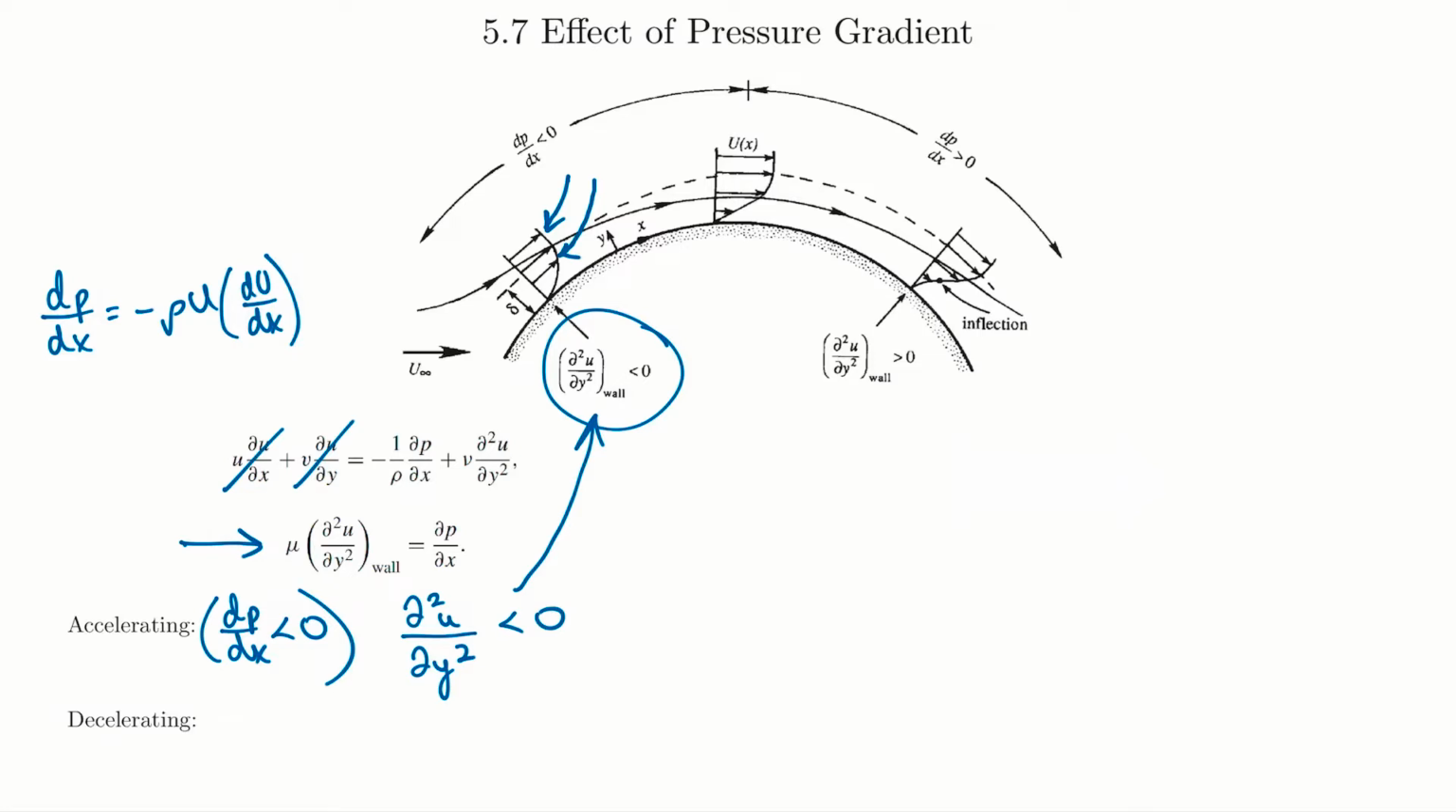But when we look at our decelerating flow, like from the middle to the right of this object, we have dp/dx greater than 0.